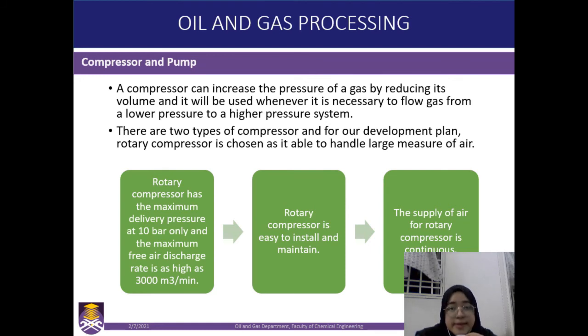For this plan, we have chosen the rotary compressor because it has a maximum delivery pressure of 10 bar, and the maximum free air discharge rate is as high as 3000 meter cube per minute. The rotary compressor can also be easily installed and maintained. The supply of air for the rotary compressor is also continuous.